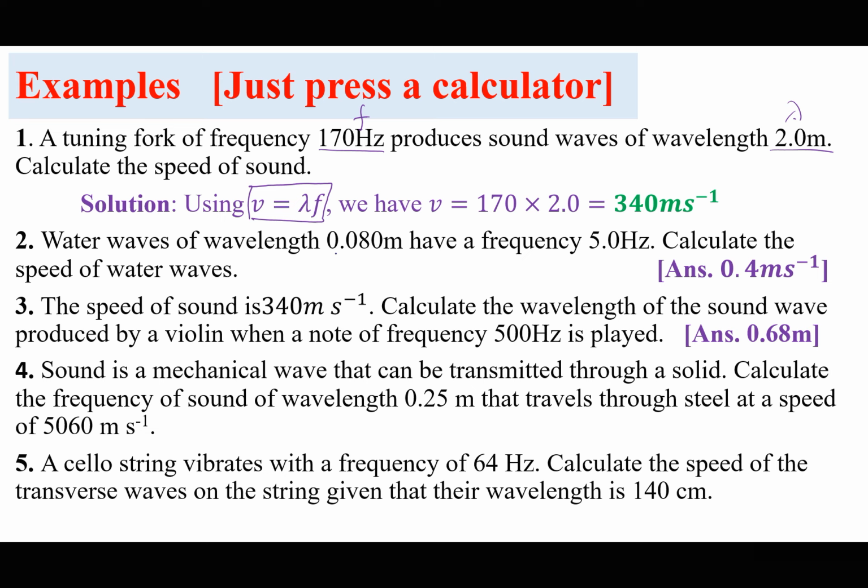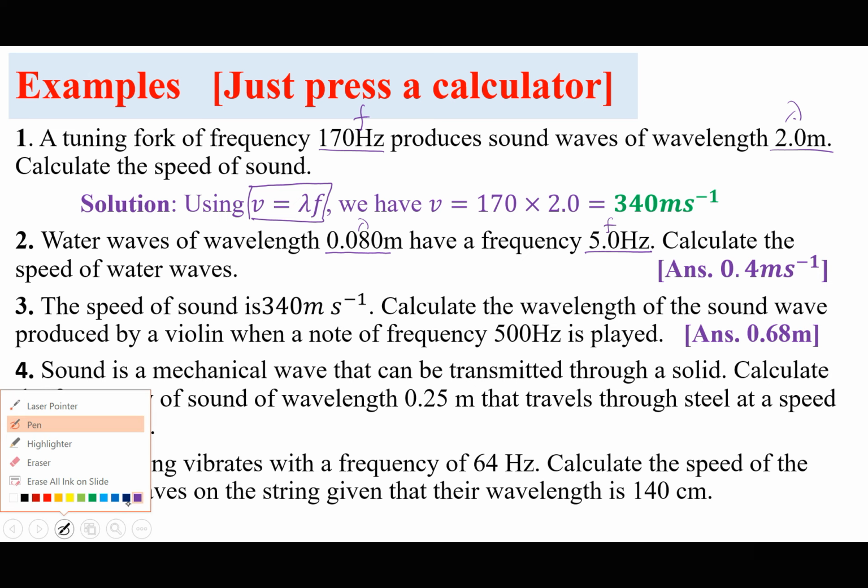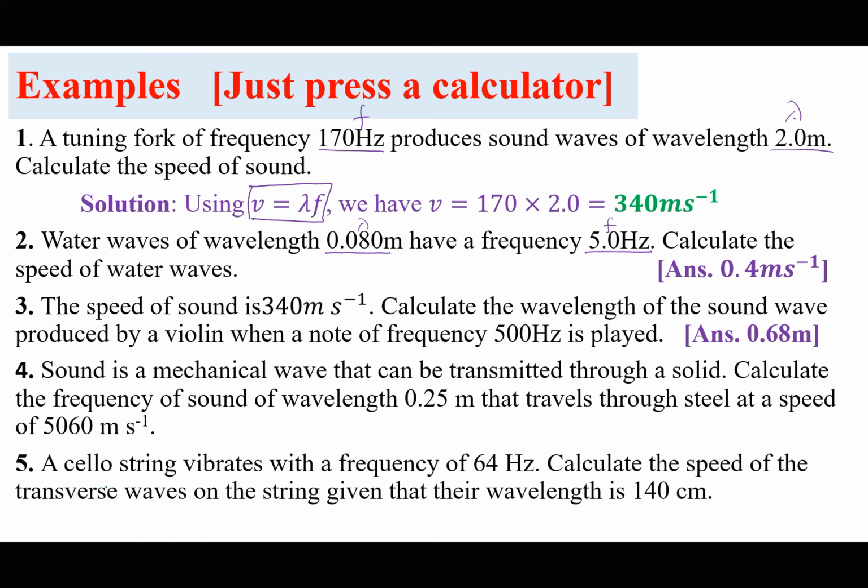Water waves of wavelength 0.08 meters, so this is lambda, have a frequency of 50 Hz, so this is f. Calculate the speed of water waves. So we know that speed v is equal to lambda times f. So I just substitute, since all of them are in SI units, 0.08 times 50. I'm very certain this is 4 meters per second.